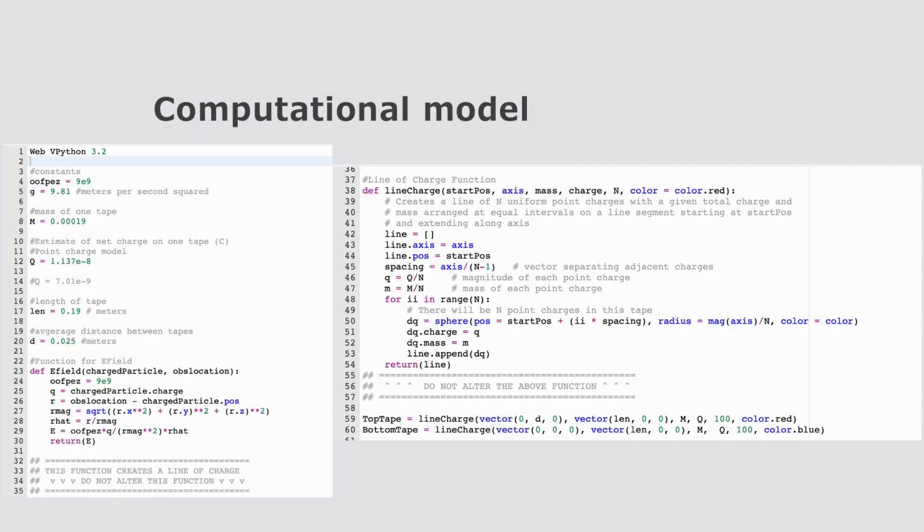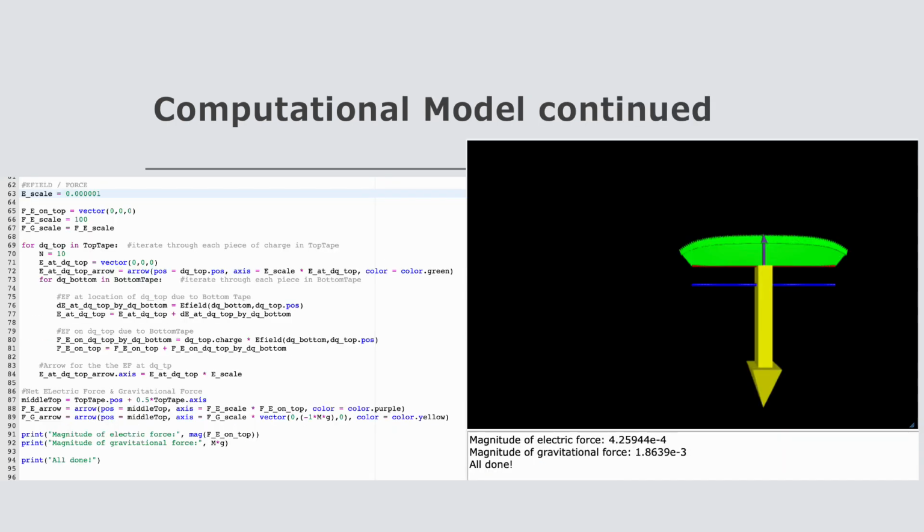The following is the code for the computational model for the lines of charge. I just inputted my values from lab 1 and also edited some other values, including the distance, the length, etc. This shows the results of the code. We found a magnitude of electric force and magnitude of gravitational force, and the green arrows are a depiction of the electric field of each point charge along the pieces of tape. That's a model of that.